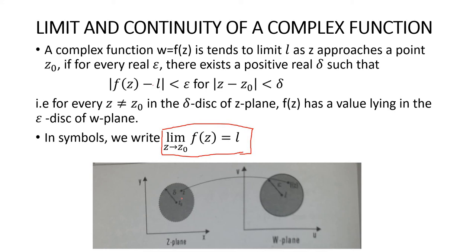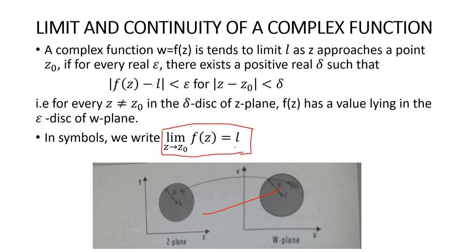For every z not equal to z naught in this delta disk of the z plane, if modulus of z minus z naught is less than delta, f of z has a value L lying in this epsilon disk. That is, modulus of f of z minus L is less than epsilon. Therefore, as z approaches z naught, f of z approaches the limit L, and we denote it by limit z tends to z naught f of z is equal to L.